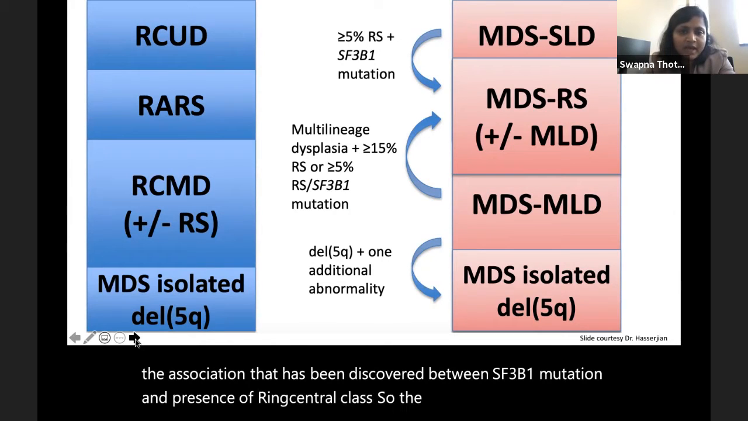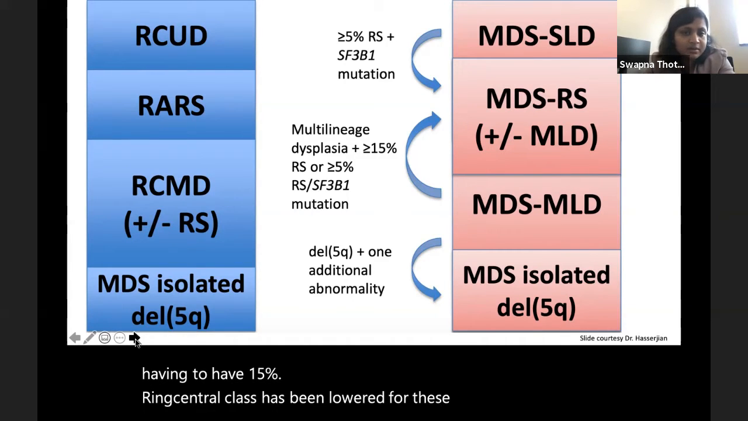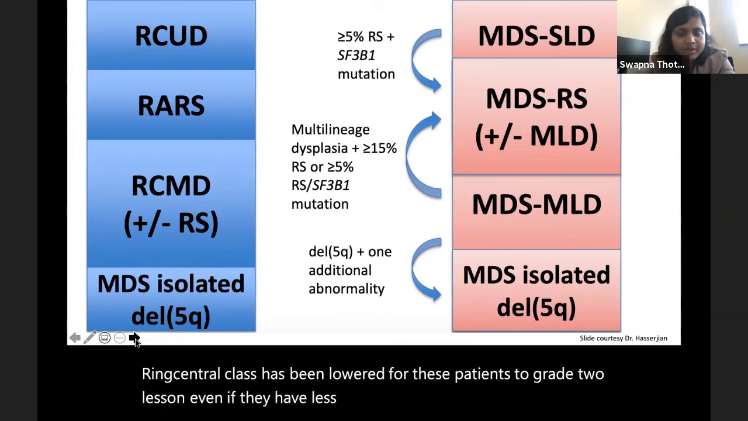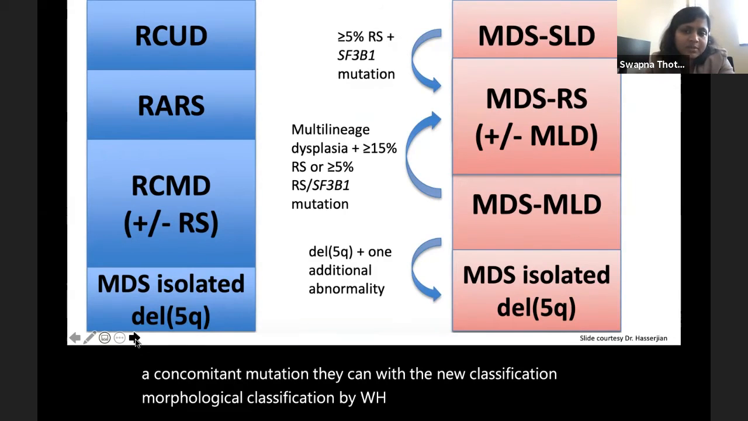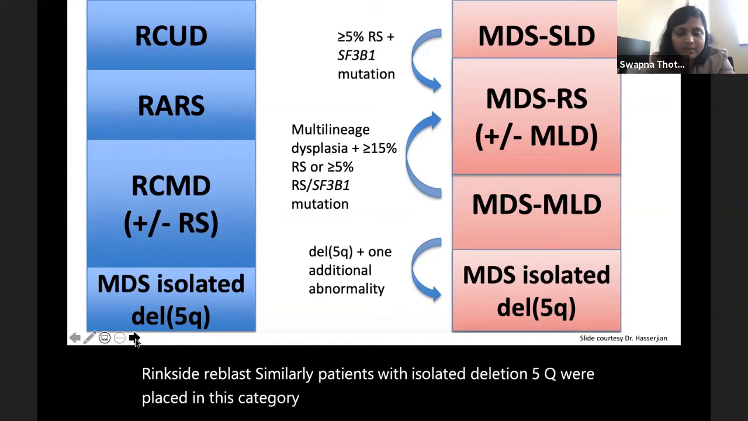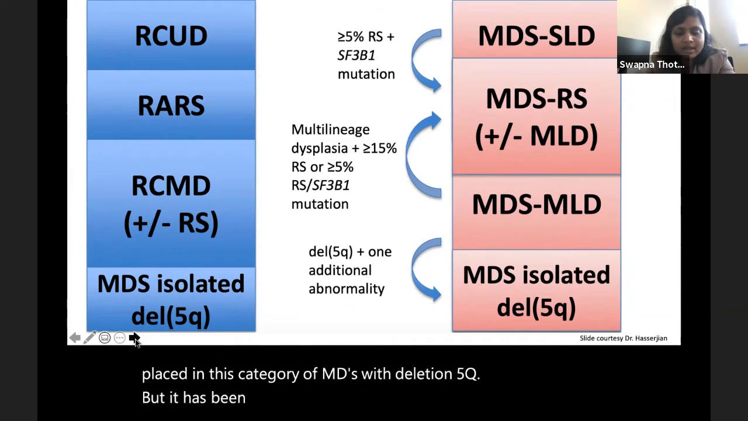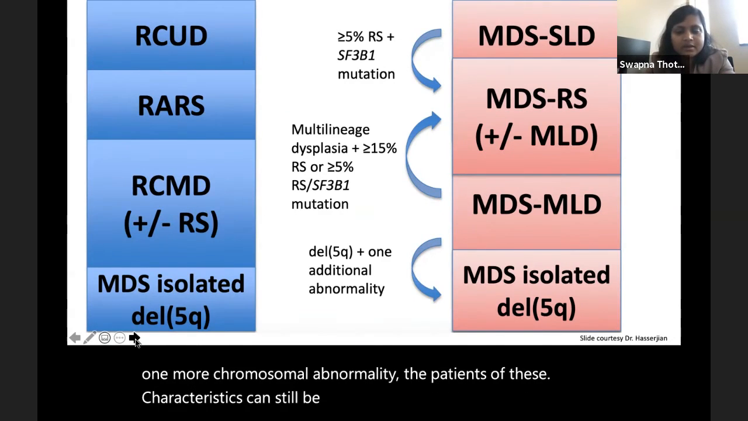So the previous threshold of having to have 15% ring sideroblasts has been lowered for these patients. Even if they have less burden, which is 5% or above, and have a concomitant mutation, they can, with the new morphological classification by WHO, be reclassified as MDS with ring sideroblasts. Similarly, patients with isolated deletion 5q were placed in this category of MDS with deletion 5q, but it has been increasingly recognized that even with presence of one more chromosomal abnormality, the patients of these characteristics can still be safely classified under this MDS with deletion 5q, which tends to have a better prognosis.